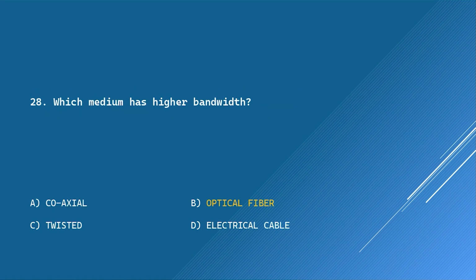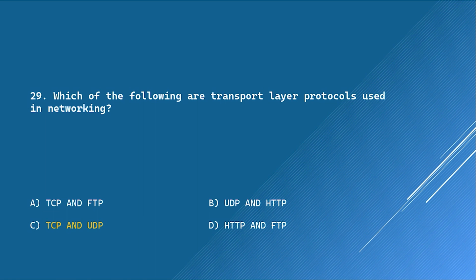28. Which medium has higher bandwidth? A. Coaxial, B. Optical fiber, C. Twisted pair, D. Electrical cable. Correct answer is optical fiber. 29. Which of the following are transport layer protocols used in networking? A. TCP and FTP, B. UDP and HTTP, C. TCP and UDP, D. HTTP and FTP. Correct answer is TCP and UDP.